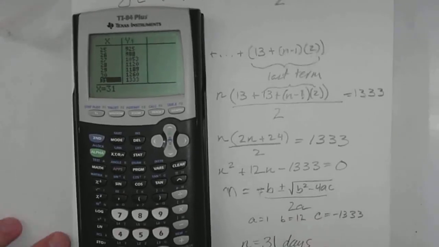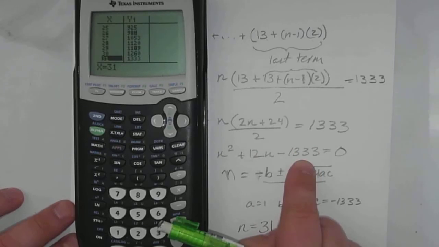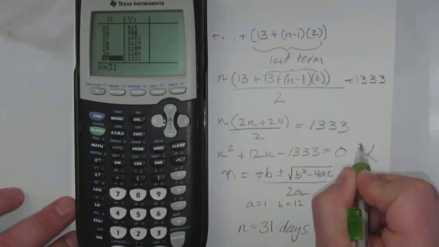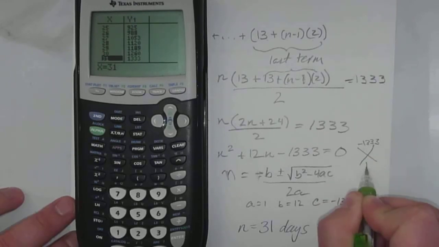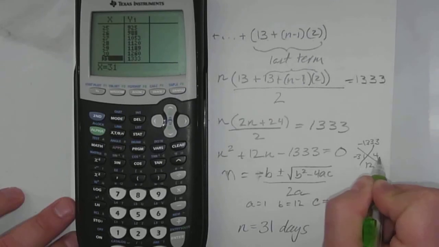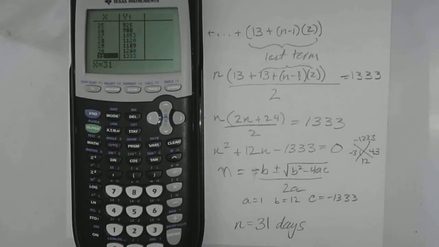So again, you can solve it using the quadratic formula. You could factor this using the diamond problem. And I believe you would get negative 31 and 43 as your two values to plug into your factors. But I think the easiest way, again, is to use the table function on the calculator.